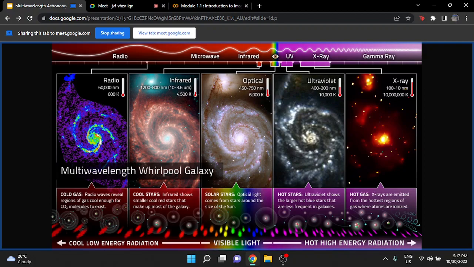So throughout the lecture, when I use the word morphology, it effectively means shape. You don't have to think deep there. So we see that in all the images, the morphology of the galaxy is very different.